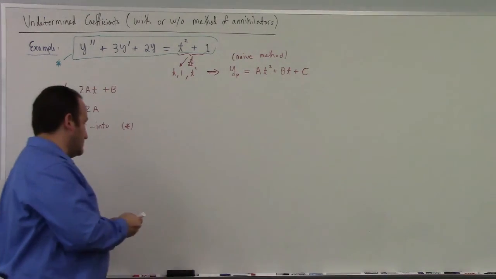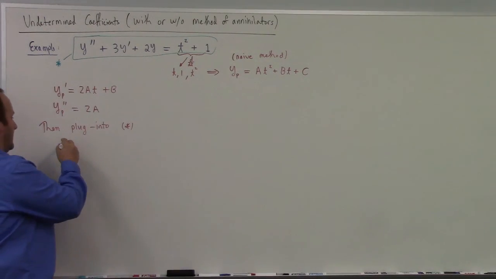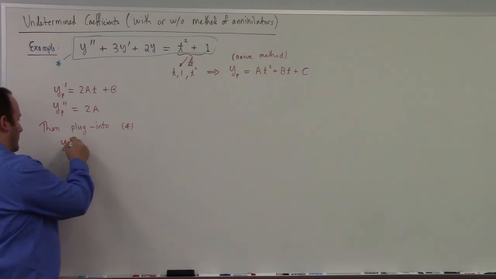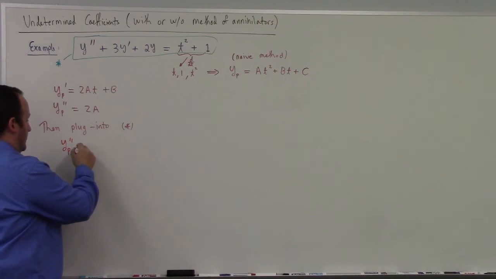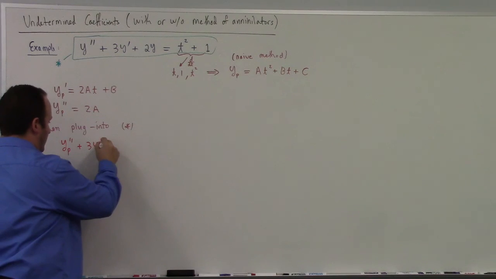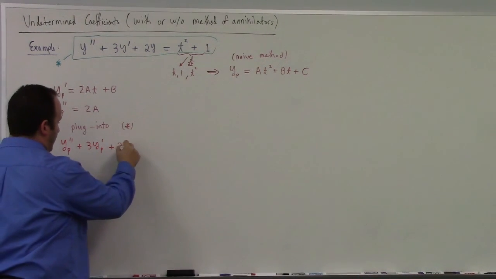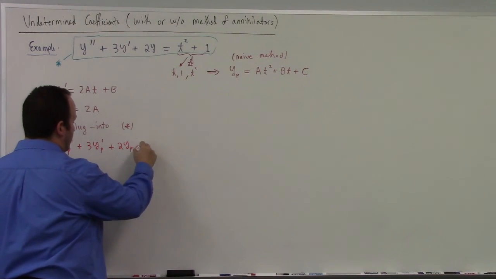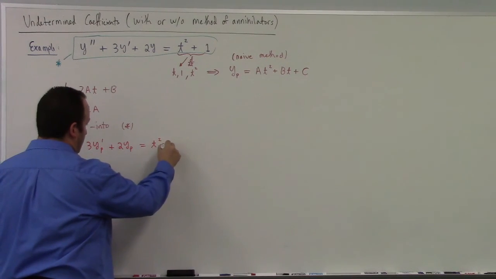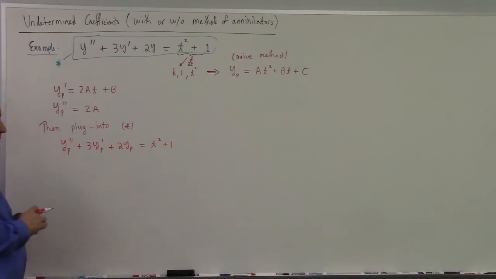We want yp'' plus 3yp' plus 2yp to be equal to t squared plus 1. Okay?